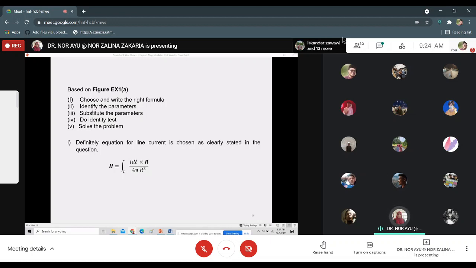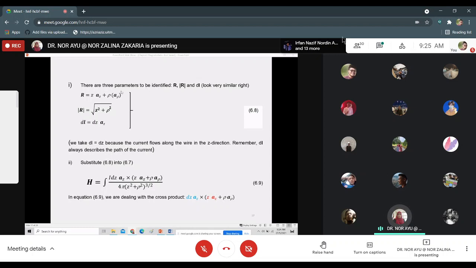Okay, so then we need to identify the parameters. We substitute the parameters. And sometimes we need to use this identity. And then the last one, we need to solve the problems. Okay, so first one, we know that because kita just cover line current sahaja. So again, the equation is H equals to integration of I dl cross R divided by 4 pi R cube. Alright. Kita dah tak ada epsilon kat sini ya. So 4 pi R cube.